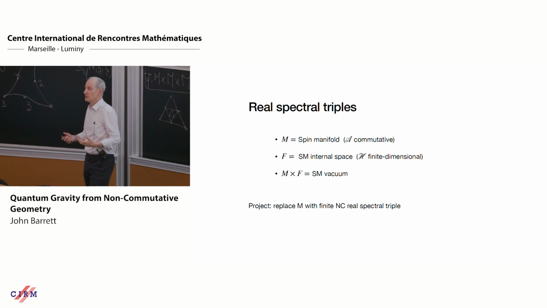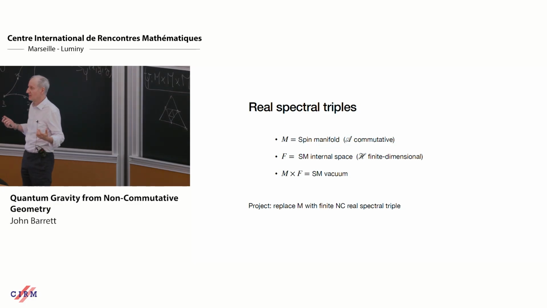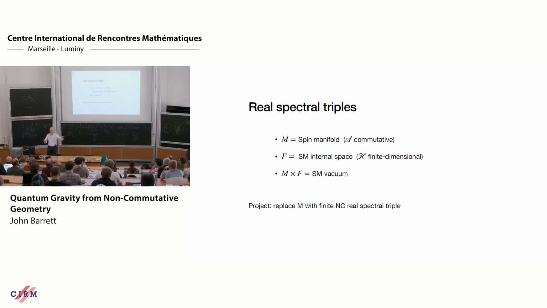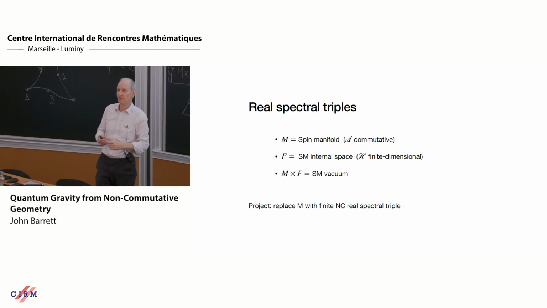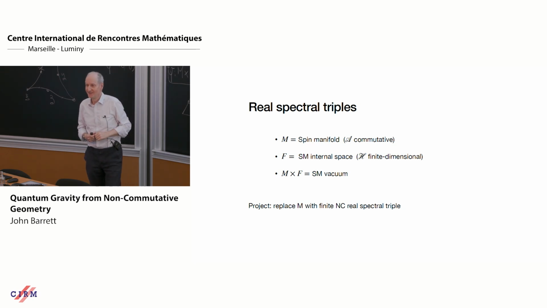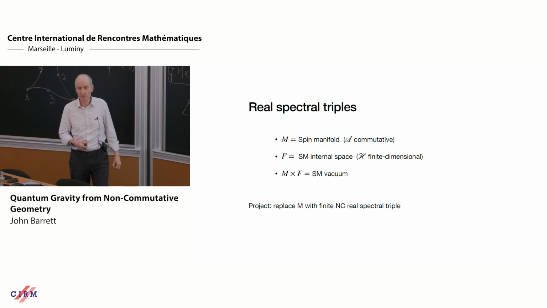But from the point of view of physics, that's a very funny thing to have one thing be commutative with an infinite dimensional Hilbert space and everything, and the other thing be non-commutative with a finite dimensional Hilbert space. So why don't we make them both the same? That's the project. So let's replace the manifold with a finite non-commutative real spectral triple and see what happens.